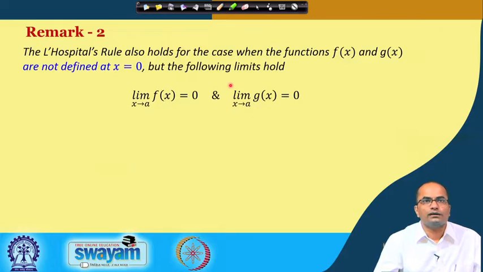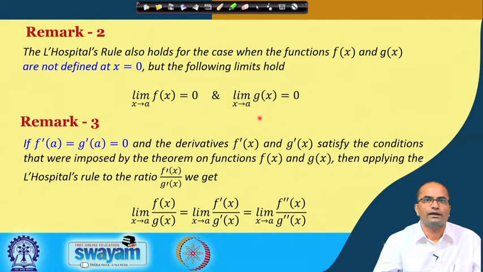So, another important remark. This L'Hopital rule also holds for the case when the functions f and g are not defined at x equal to a. What we have taken in the previous two results is that f(a) is 0 and g(a) is 0. So, at that point the function values were 0, but the same rule one can apply if, for example, these two functions are not defined exactly at a, but their limits are 0. So, the limit as x goes to a of f(x) is 0 and the limit as x goes to a of g(x) is 0.